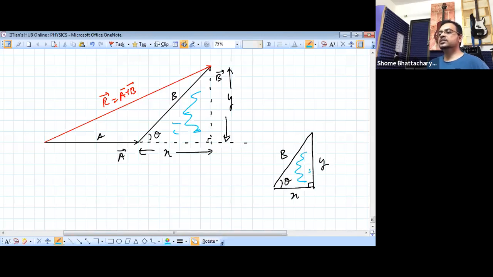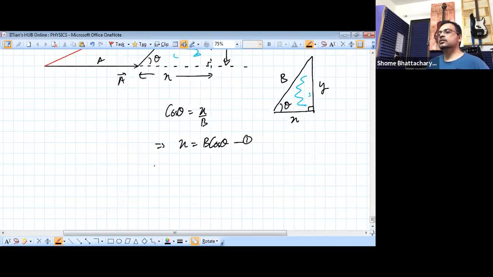This is the same triangle I have just removed from that diagram so that you can concentrate on it. In this triangle, cos theta is base upon hypotenuse. Remember, A is known, B is known, theta is known, so cos theta is known. So how much will x be? B cos theta. That's equation 1. Similarly, in that triangle, sin theta is perpendicular upon hypotenuse. Here y is the unknown, theta and B are known, so the unknown quantity becomes B sin theta. That becomes the second equation.